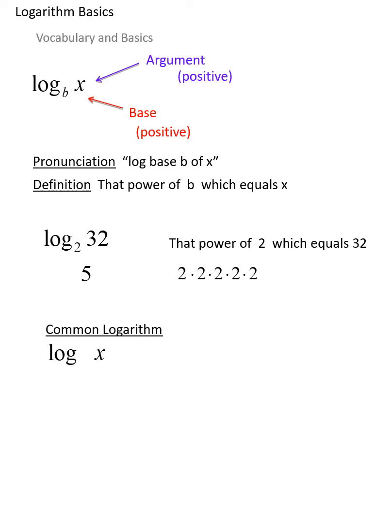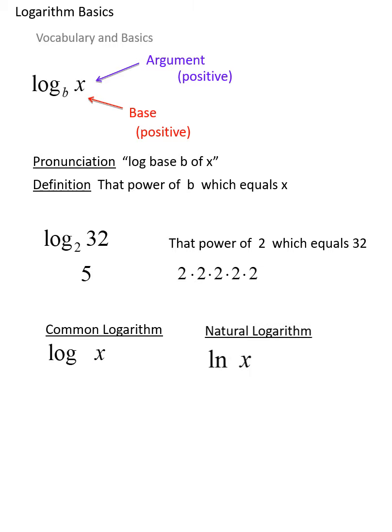It's worth noting that sometimes logarithms don't have a written base. So if you see L-O-G without a base written, the base is automatically assumed to be 10. That seems like a strange choice. More on that in a minute.